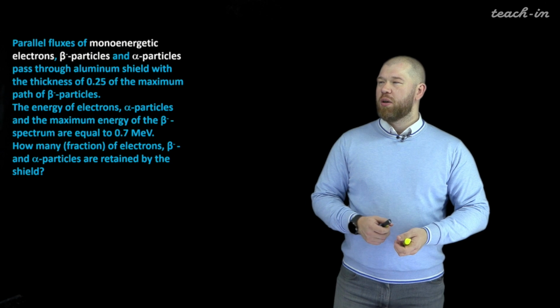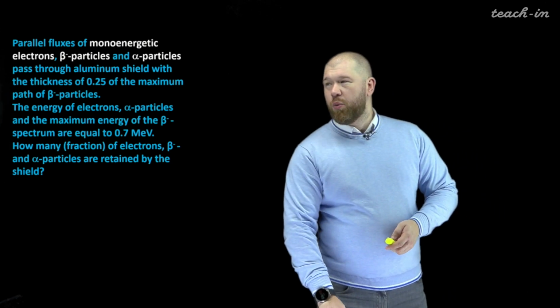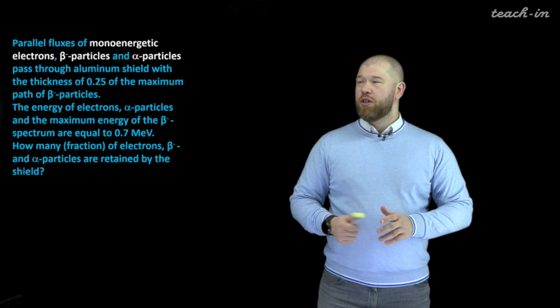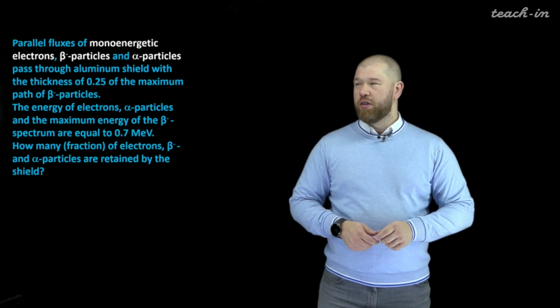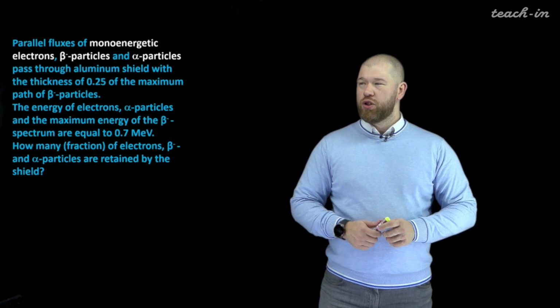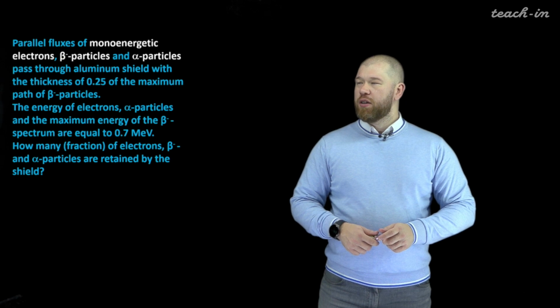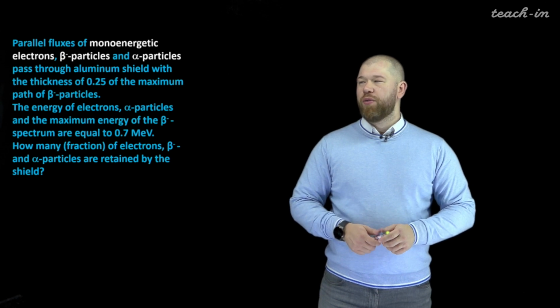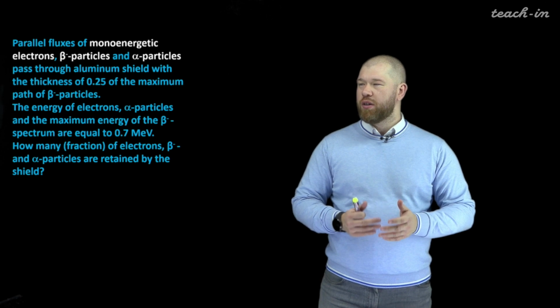For this, we have to remember two things. First, how the alpha particles, beta particles, monoenergetic electrons, and gamma quanta are attenuated. To remind this, we'll start with a simple task. We have parallel fluxes of particles of three kinds: monoenergetic electrons, beta particles, and alpha particles. They go through an aluminum shield, or aluminum screen, and the thickness of this screen is 1/4, or 0.25, of the maximum range of beta minus particles.